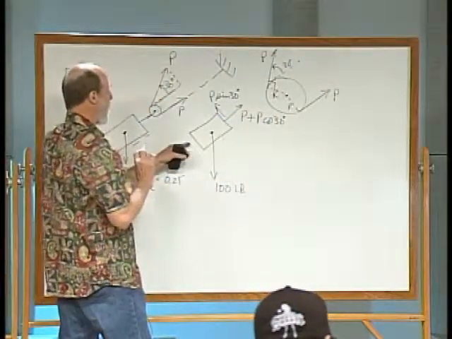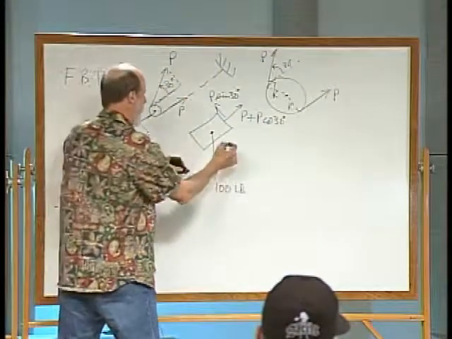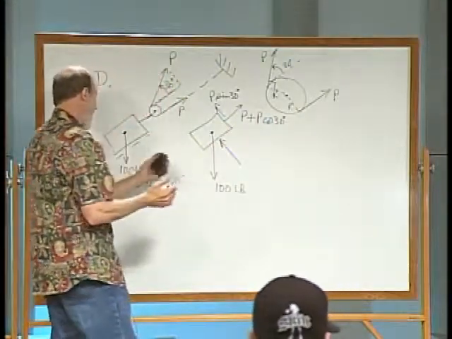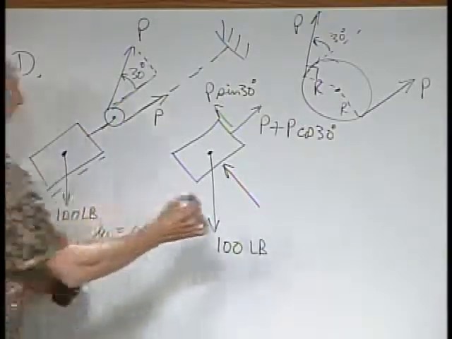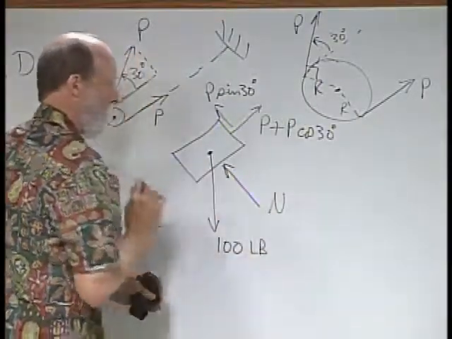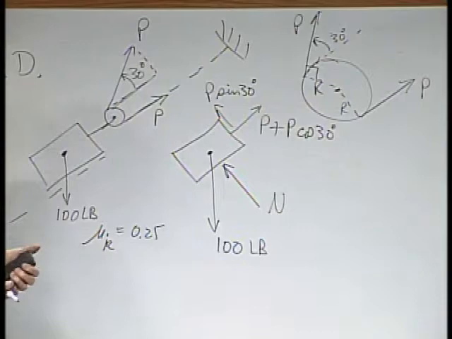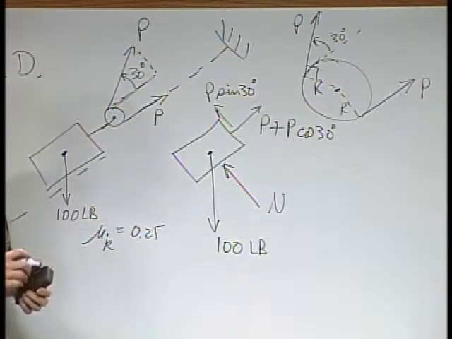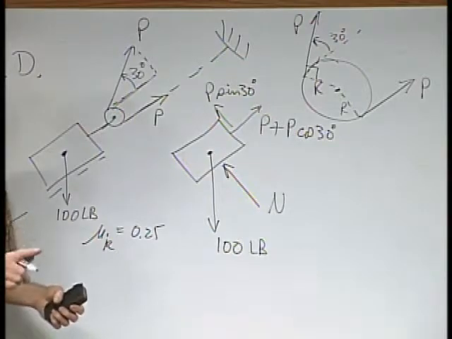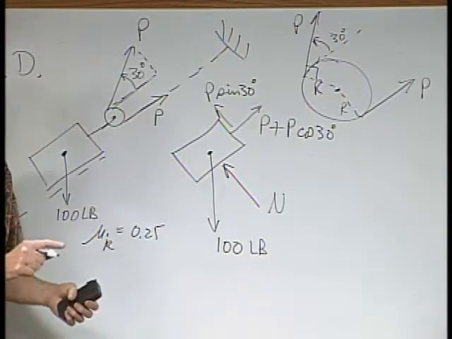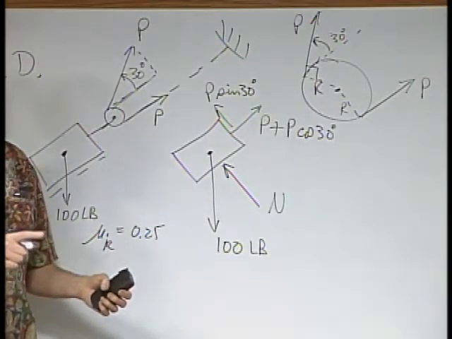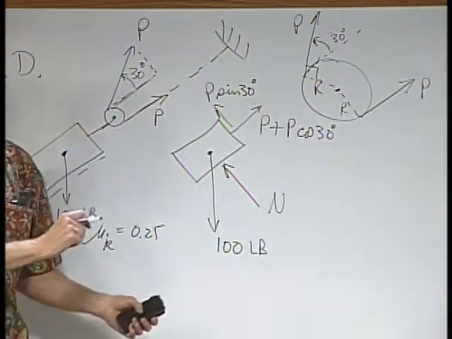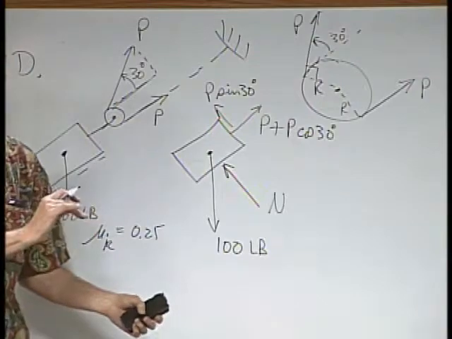Am I done with the free body? Not yet. We have a component of force exerted by the ramp against the object, and we typically call that the normal force. Am I done yet? Friction. Friction always is in what direction? Opposite the tendency for motion. Opposing the tendency for motion.